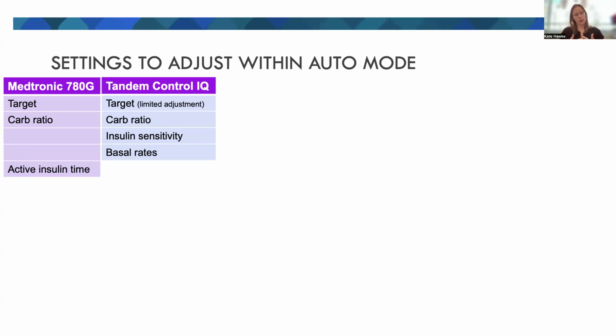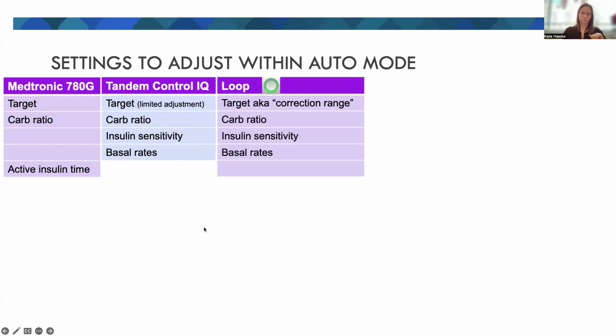systems, there are a number of settings that can be adjusted that actually impact the performance of the system when it's in auto mode. For example, with Tandem Control-IQ, there's limited adjustment of target, in the sense of being able to change to exercise, activity, etc. You are then able to adjust carb ratios, insulin sensitivities, and basal rates. So within Loop, you also can adjust these same parameters. You can adjust carb ratio, insulin sensitivity, and basal rates.